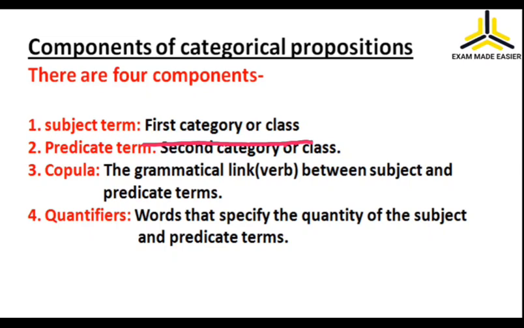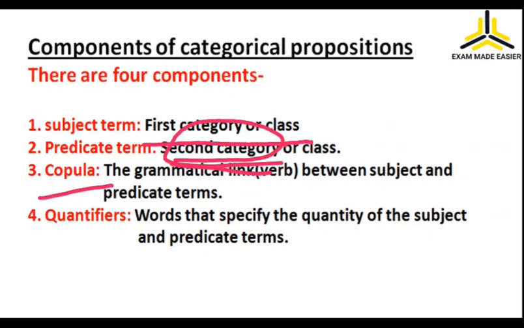The second term is the predicate term. Predicate means the second category. In the example, mammals was the second category. The third component is the copula. Copula means the grammatical link or verb between the subject and predicate terms. In the example, bats are mammals, between the subject term and predicate term we use a grammatical link, that is "are". So "are" is the copula.